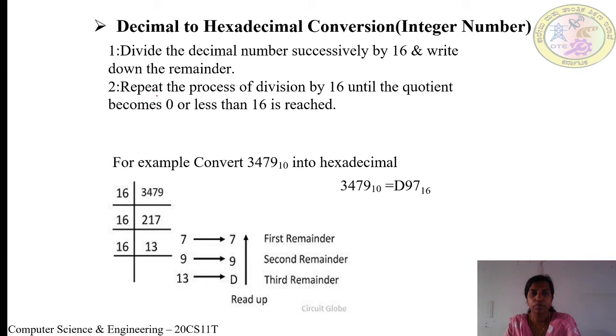Second step, repeat the process of division by 16 until the quotient becomes 0 or less than 16 is reached.